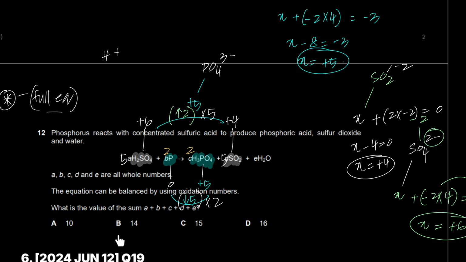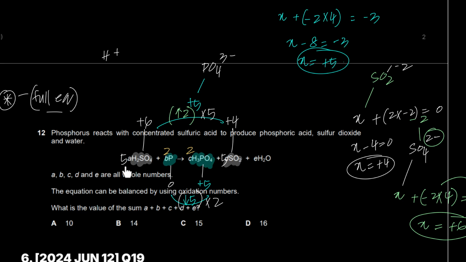Should I go for B? This is the typical mistake students will make. Should I go for B? 14. 5 plus 2 plus 2 plus 5. No, absolutely not. You've forgotten about E. E, at the end, you also have to balance E out. How do I balance E out?